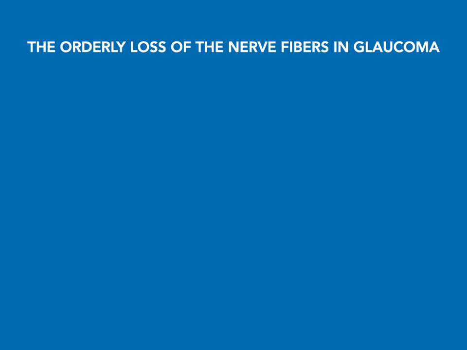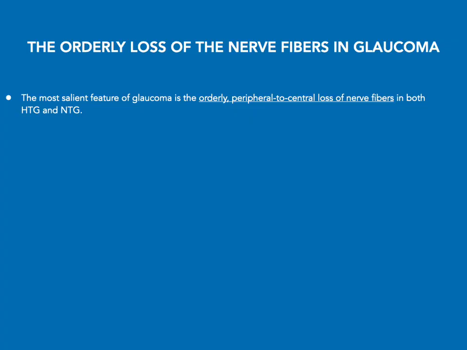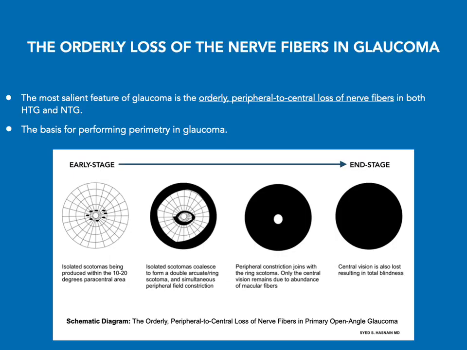So one of the most important concepts in glaucoma is the orderly loss of the nerve fibers. The most salient feature of glaucoma is the orderly peripheral to central loss of nerve fibers in both HTG and NTG. It is the basis for performing perimetry in glaucoma.